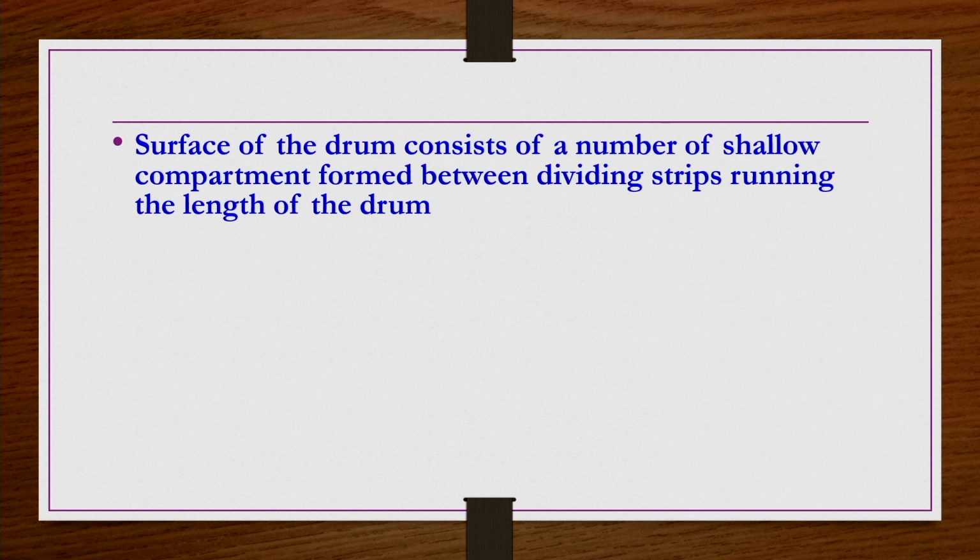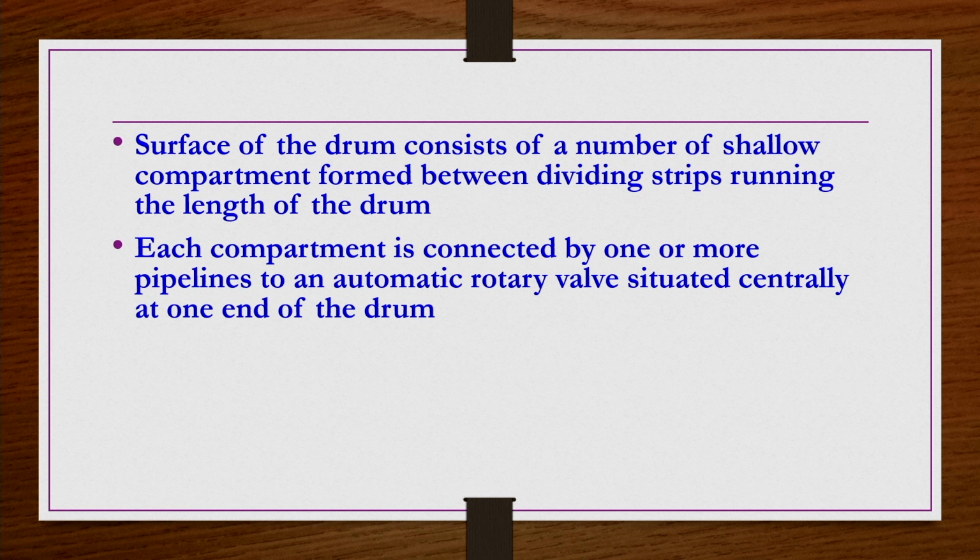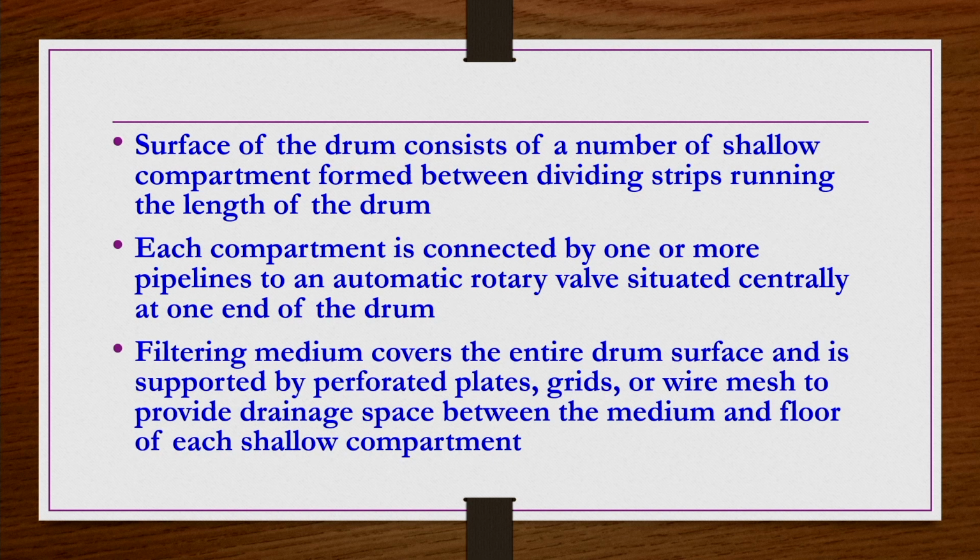So, the surface of the drum consists of a number of shallow compartments formed between dividing strips running the length of the drum. We can have different kinds of compartments in general. Each compartment is connected by one or more pipelines to an automatic rotary valve situated centrally at one end of the drum.